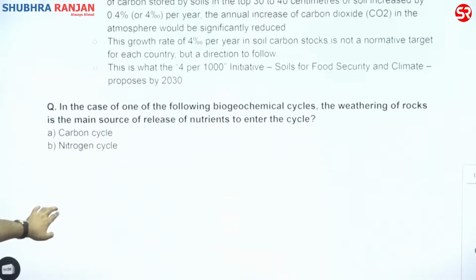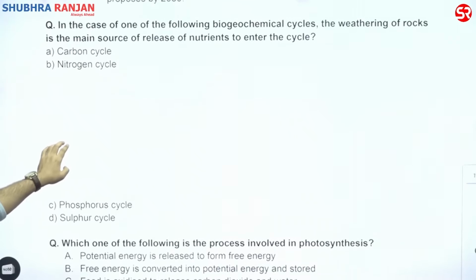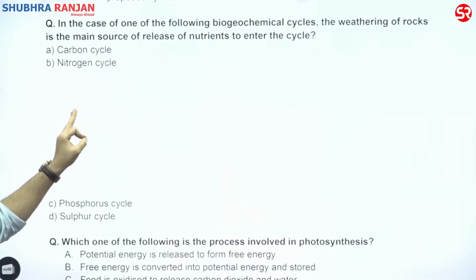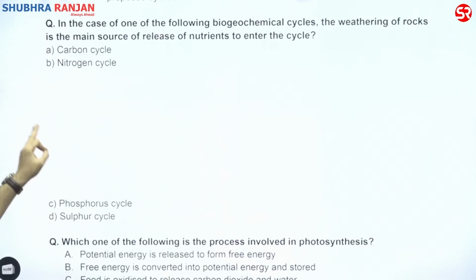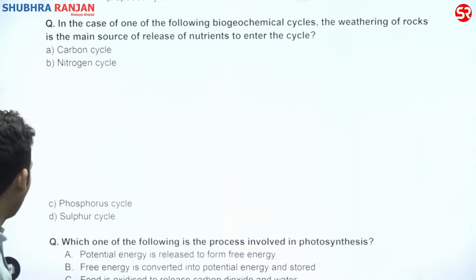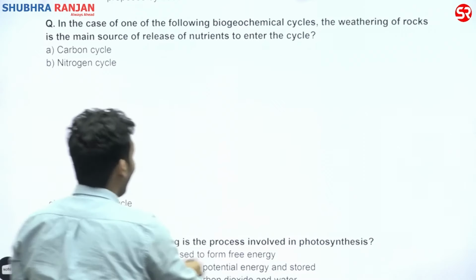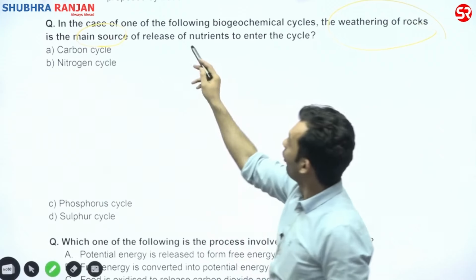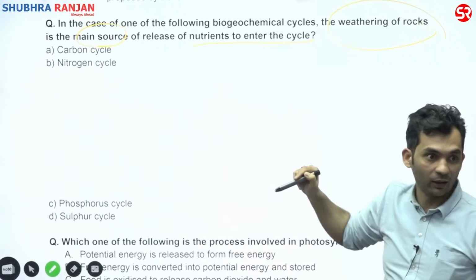Tell me the answer to this question. In the case of one of the following biogeochemical cycles, the weathering of rocks is the main source of release of nutrients to enter the cycle. Which cycle? Listen, read the term carefully. Weathering of rocks is the main source of release of nutrients to enter the cycle.